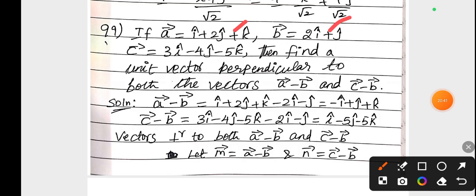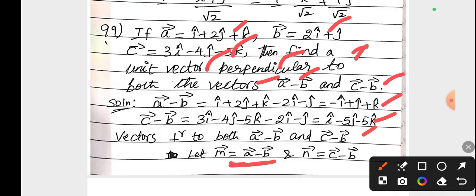Same way, 99th. So a vector given, b vector given, c vector given. Also find a unit vector perpendicular to both the vectors a vector minus b vector and c vector minus b vector. Since a vector minus b vector, you subtract and get this: minus i cap plus j cap plus k cap. And c vector minus b vector, again you subtract and you will get this: i cap minus 5j cap minus 5k cap. So when you're finding the vector perpendicular to both a minus b and c minus b, consider the same unit vector perpendicular formula, but it's not like normally a and b; they have given a minus b and c minus b.